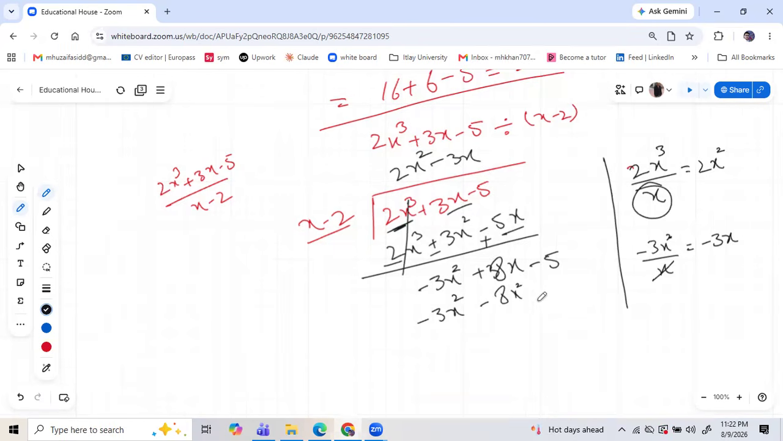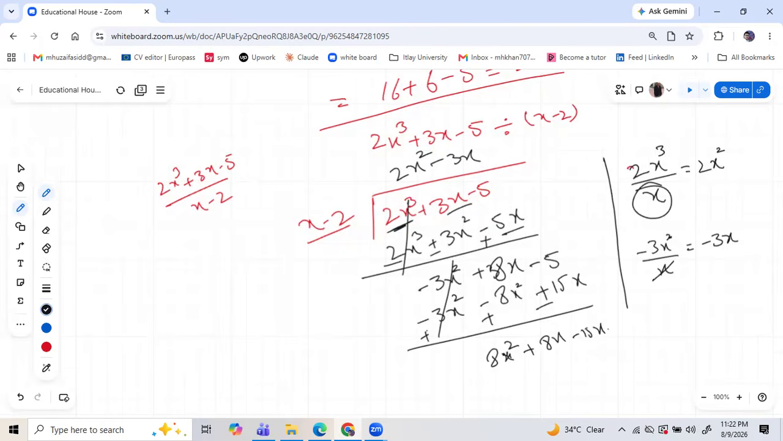Minus 8x here, and this is your minus minus is plus 15x. Look at it here. If we subtract it, this is your plus, this is your plus, this is minus. So this will cancel out, and this is your 8x here. Okay, and look at it here. This is your plus 8x, and this is your minus 15x.